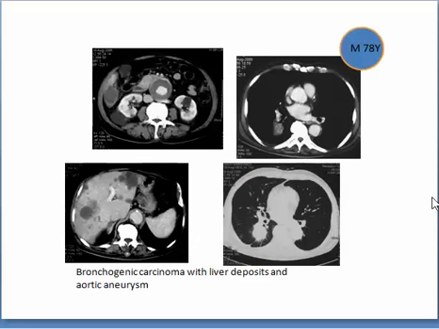Bronchogenic carcinoma with liver deposits and aortic aneurysm association. This is aortic aneurysm because usually you are dealing with an old patient. Aortic aneurysm, renal deposits, liver deposits, lung deposits. So bronchogenic carcinoma with liver, lung, and renal deposits, as well as aortic aneurysm with intramural hematoma.